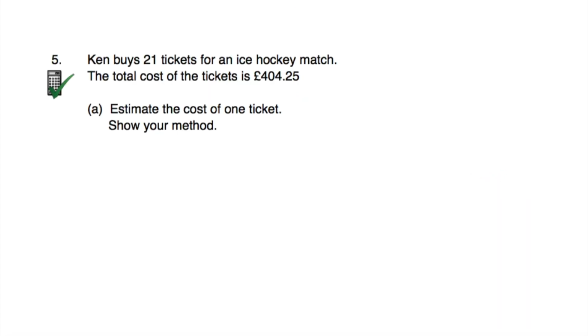Okay, let's have a look at our next question. Question number 5 says, Ken buys 21 tickets for an ice hockey match, and the total cost of the tickets is £404 and 25 pence. Part A says, estimate the cost of one ticket, show your method. We've been asked to work out an estimate here, and to find the cost of one ticket, we would take the total price, £404 and 25p, and divide that by the number of tickets purchased, which is 21.